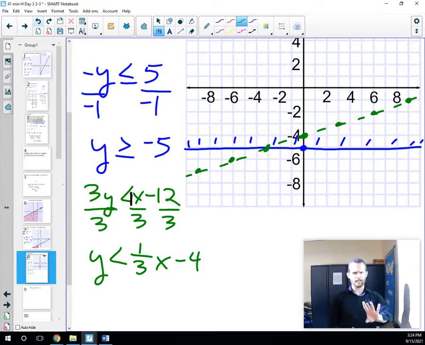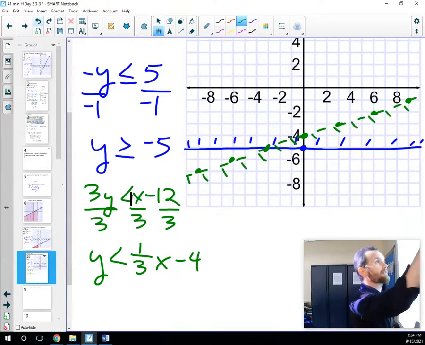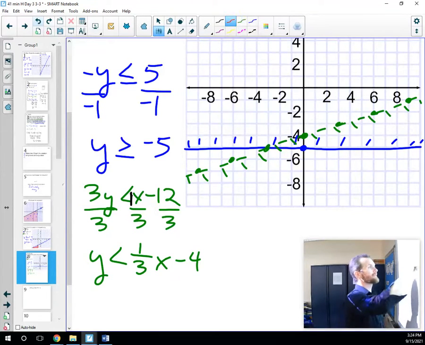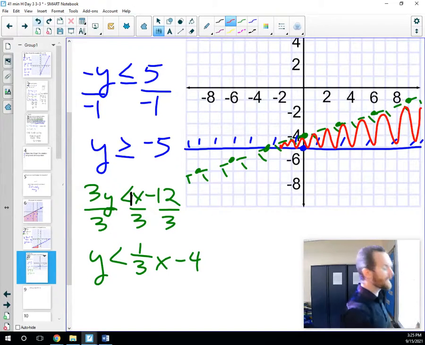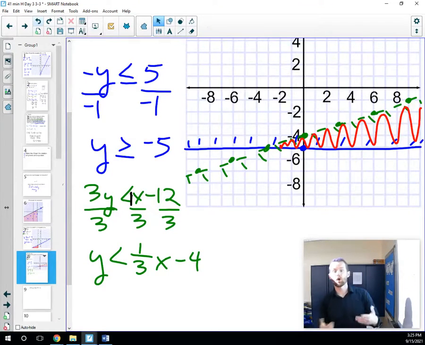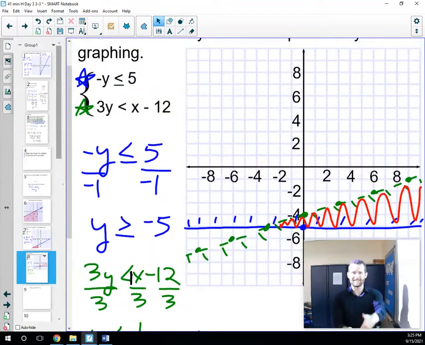Oh, shading, I forgot the shading. It's y is less than, so since y is smaller, we shade below. And that will give us our solution set. There will be double shading in this section right there. So any ordered pair in that shaded region will be a solution to this system. All right, hopefully that's the answer you got. If not, just go back, check your work. Hopefully it makes sense now at least.